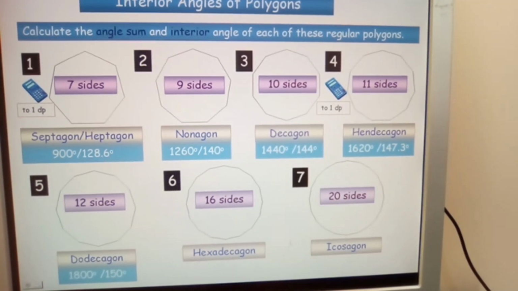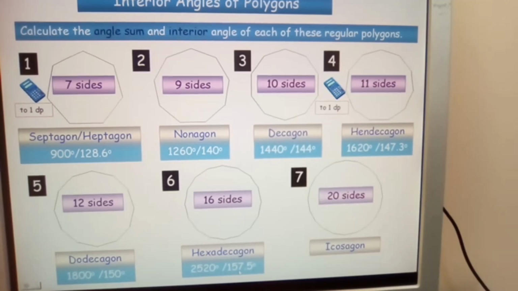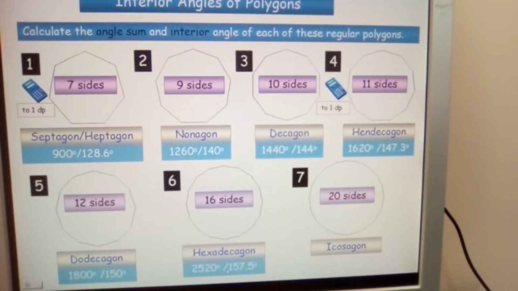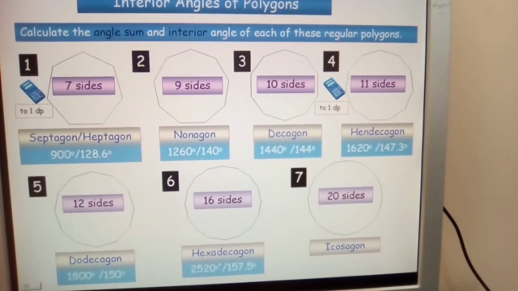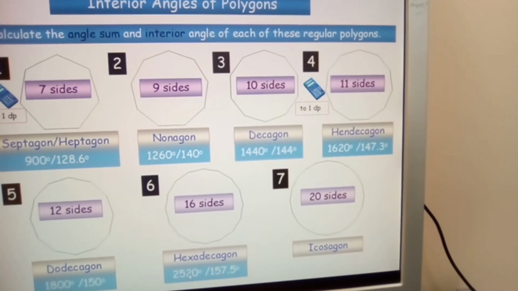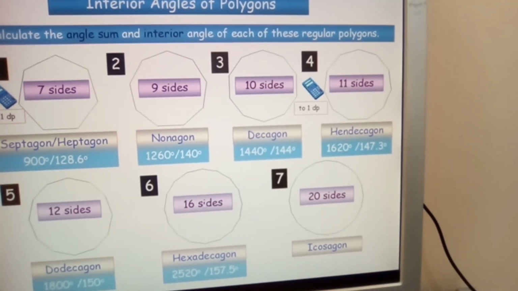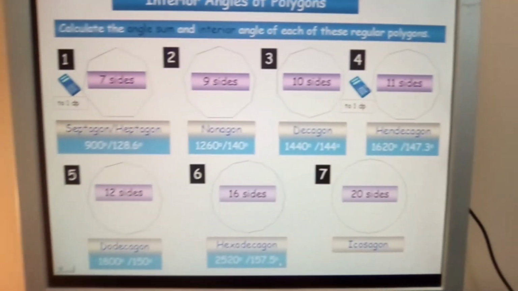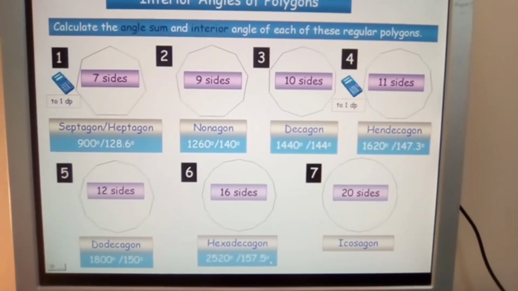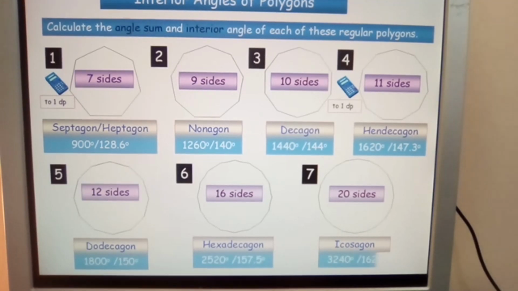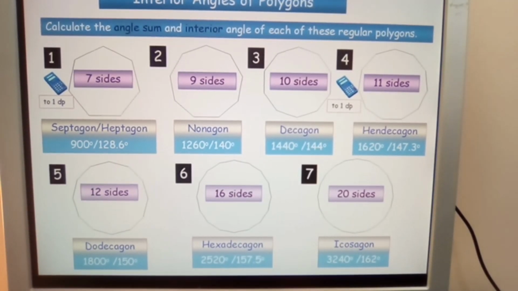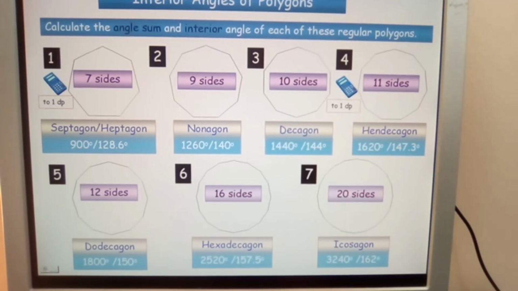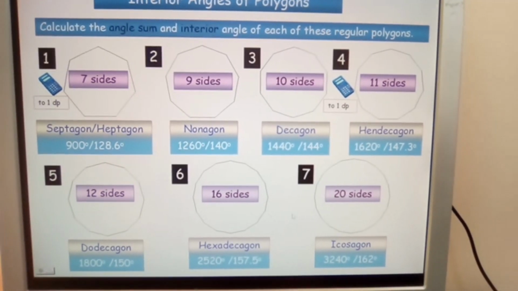Hexadecagon, 2520 degrees divided by 16 gives you 157.5. Sorry, my apologies. Icosagon, 3240 degrees divided by 20 gives you 162.